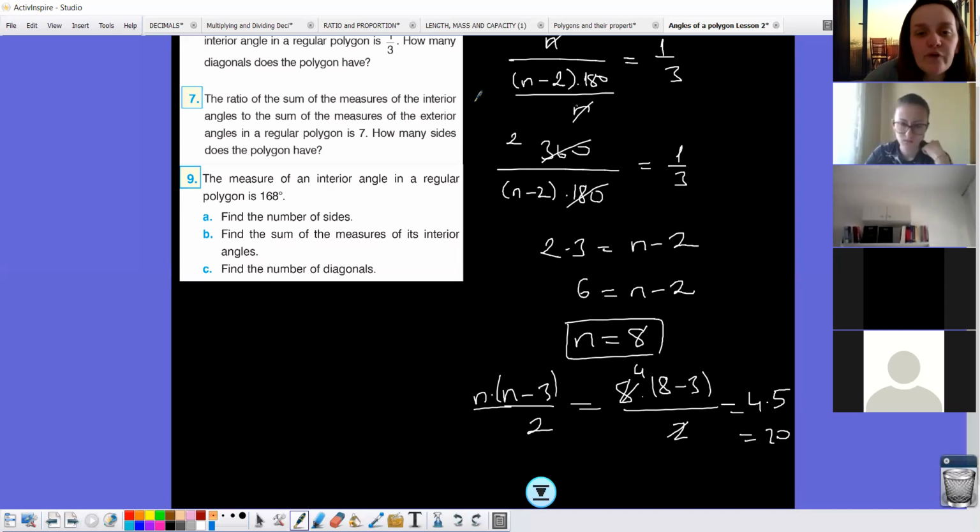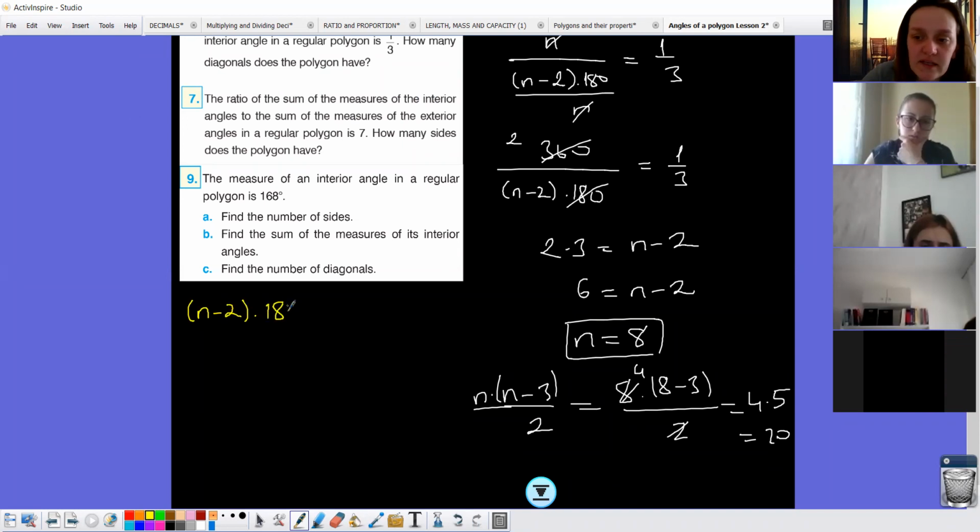So what is the sum of the measures of the interior angles in a polygon? It's n minus 2 times 180. N minus 2 times 180 over n is when we have only one angle. But the sum is only this one, n minus 2 times 180. Over, what is the sum of the measures of exterior angles in a regular polygon? 360 only. Over n would find only one angle.